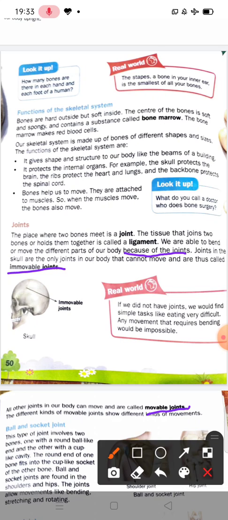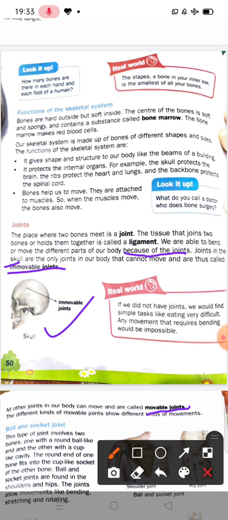Immovable joints are joints in our body that cannot be moved. The only such joints in our body are present in the skull, and they are called immovable joints. We have two jaws, an upper jaw and a lower jaw. You can try it yourself. You can move your lower jaw, but you cannot move your upper jaw. Understand what I am saying?